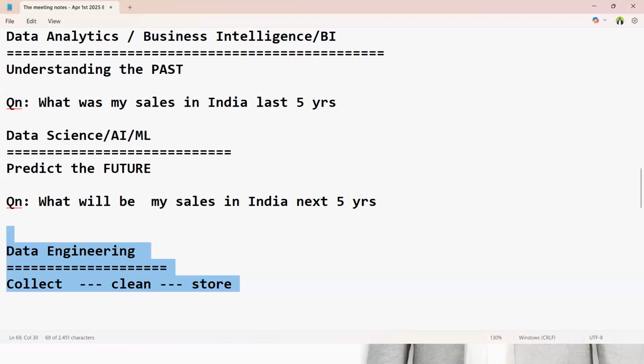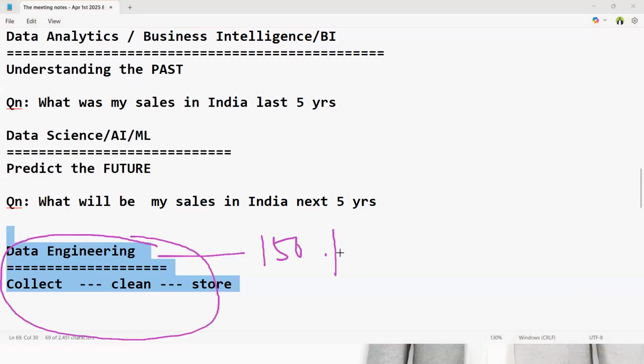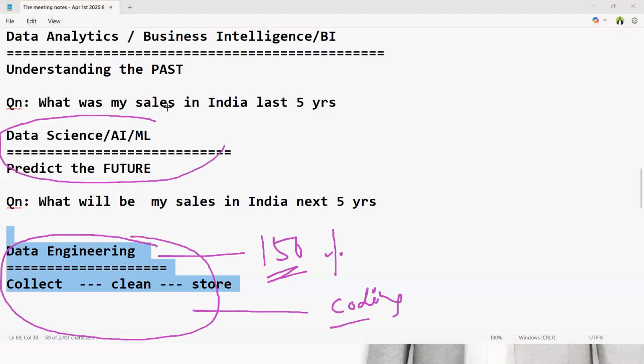Am I clear? So number one today, data engineering, then data analytics and data science. Because in the next 5 years, day by day data is going to be increasing. You will have 150% more opportunities in data engineering. But the problem is that you need to know coding here. So people should know coding, right? And data science also you can have, but the only thing is that it is more complex.